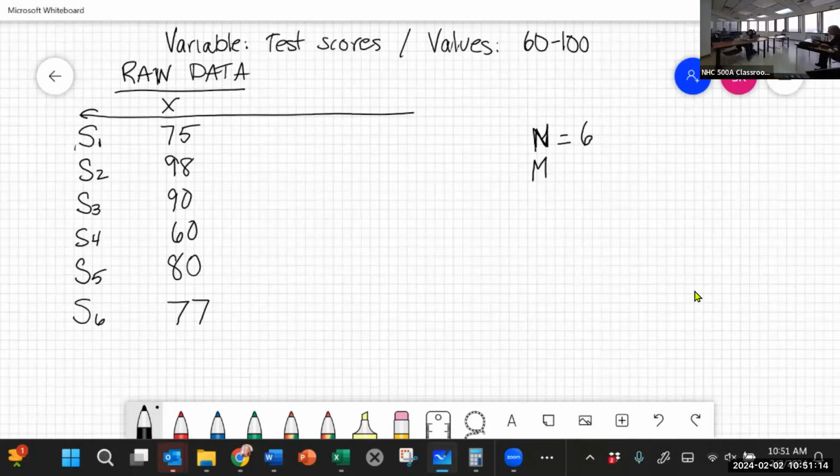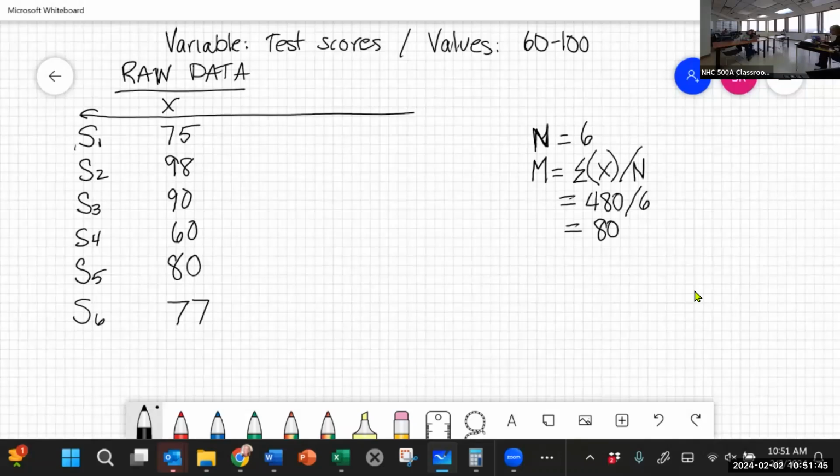Let's figure out our mean. Our mean is the sum of all these scores divided by n. And the sum of all these scores is 480. I did that in Excel already, so you don't have to check that. And we're going to be dividing by 6, and that equals 80. So our mean in this data set is 80, okay?